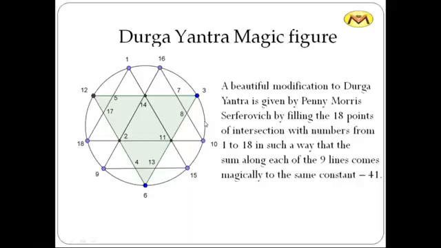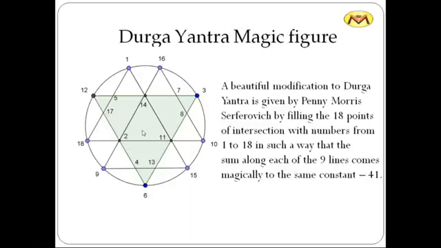So there was this mathematician by the name Penny Morris, who, when he saw this yantra, counted the number of vertices. So how did he count? He said that these lines and circles are meeting each other. So he counted the points of intersection, and he found that there are 18 points of intersection, and he gave a number from 1 to 18 to each of these points.